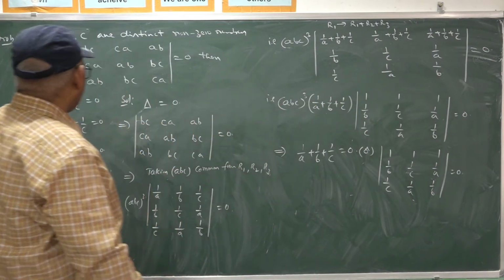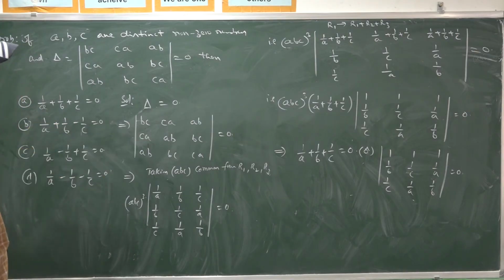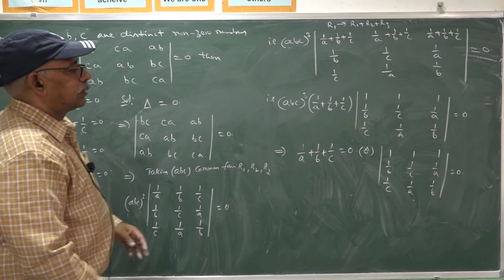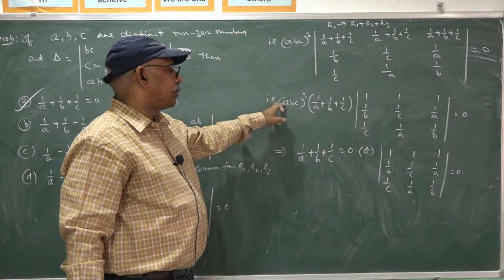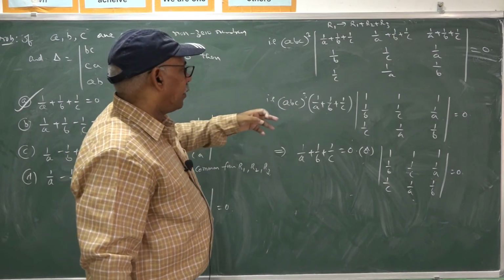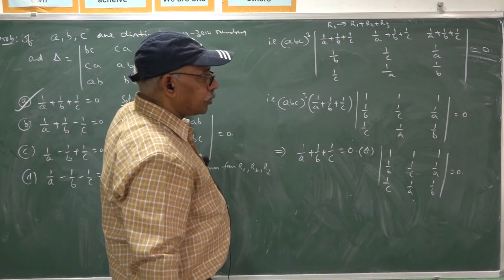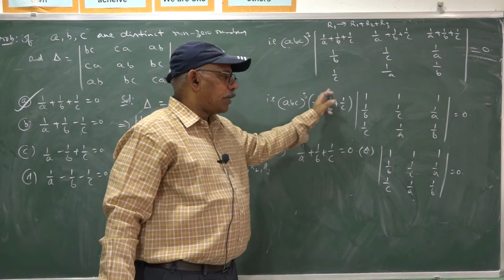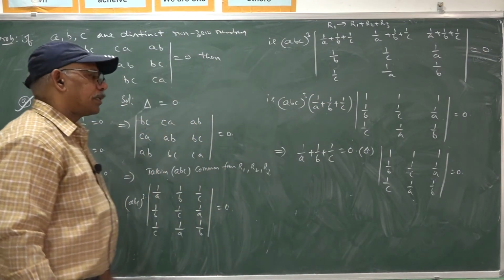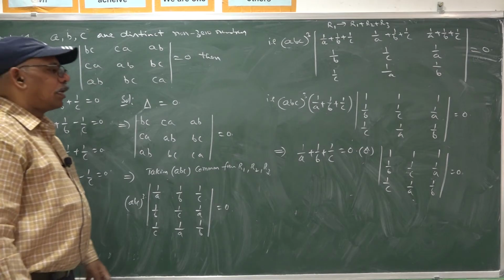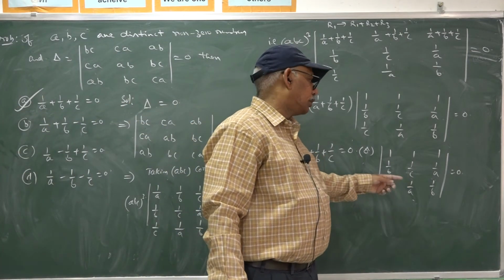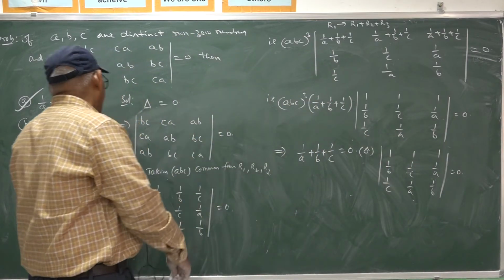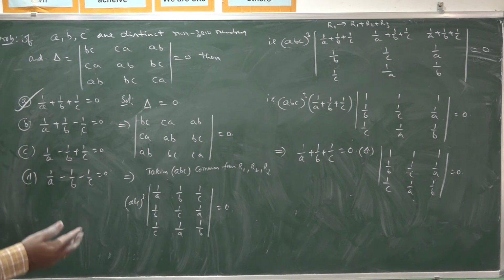From the given options, it is clear that 1 by A plus 1 by B plus 1 by C is 0. Because this is not 0, because A, B, C are non-zero. A, B, C are not positive here, but they are non-zero. Hence, 1 by A plus 1 by B plus 1 by C may be 0. Otherwise, one more value, the determinant must be 0. Hence, the required option is 1 by A plus 1 by B plus 1 by C is clearly 0.